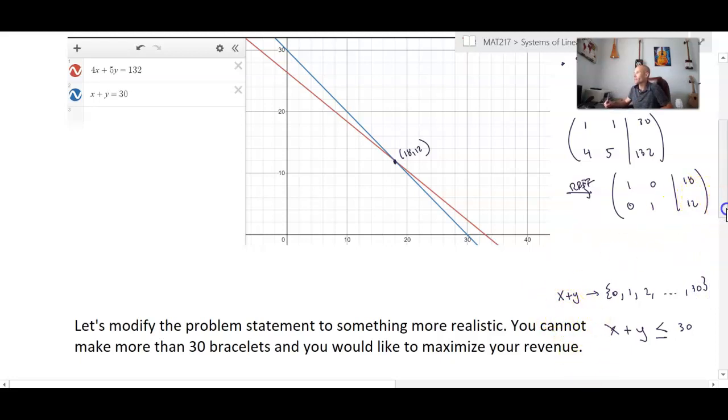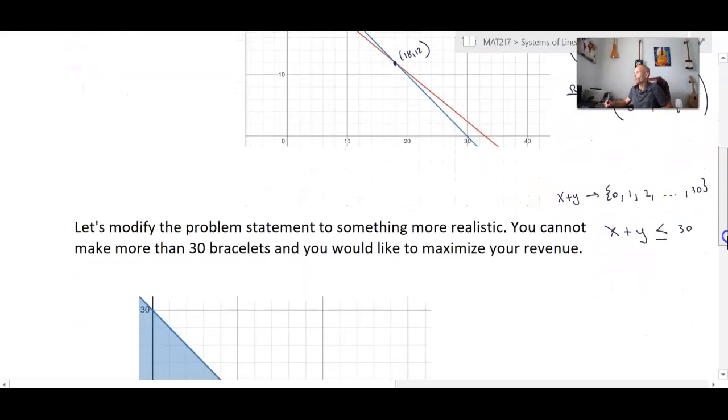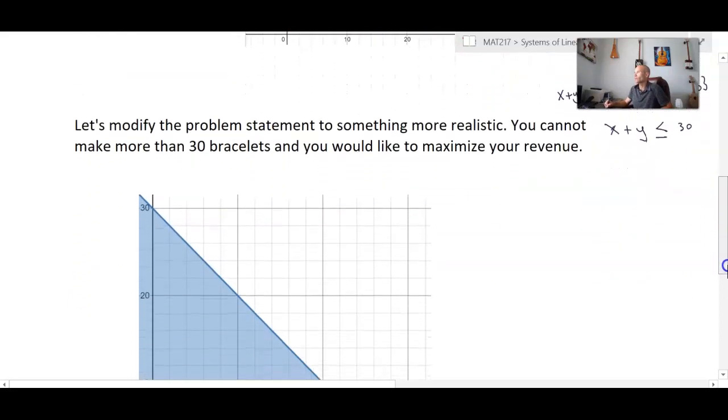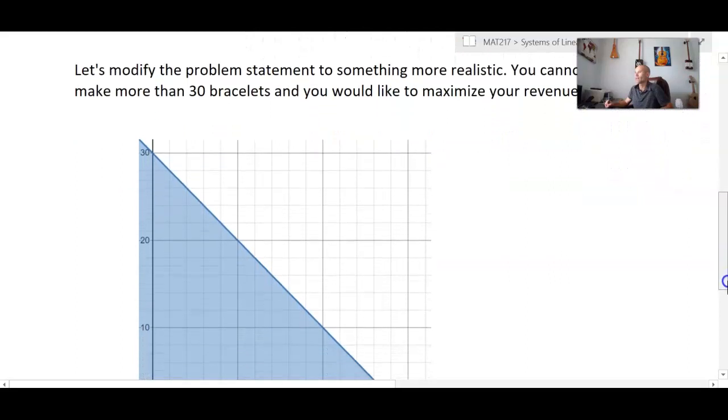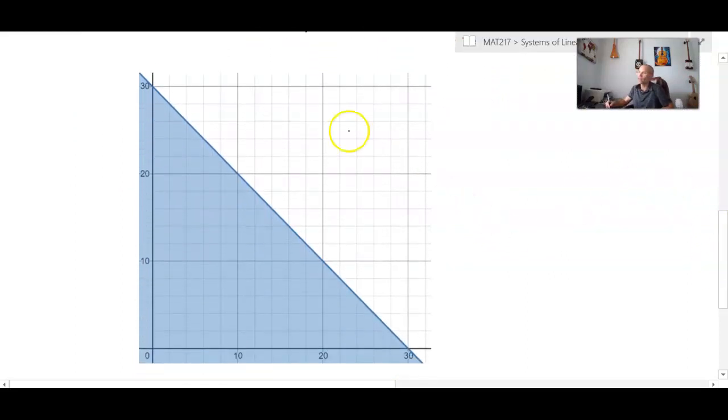So with that said, let's actually think about this. What would it look like to plot x plus y is less than or equal to 30? Well, it would look like this. It would require us to shade beneath the line. And why do we shade beneath the line?